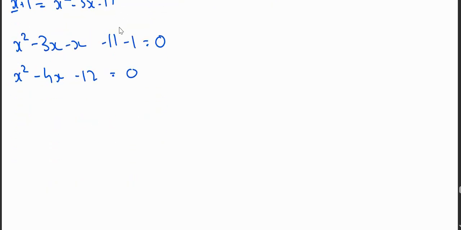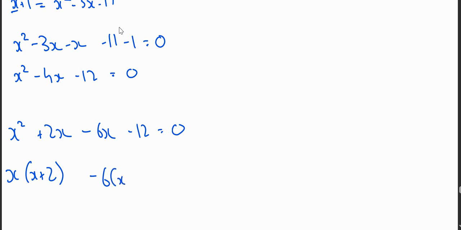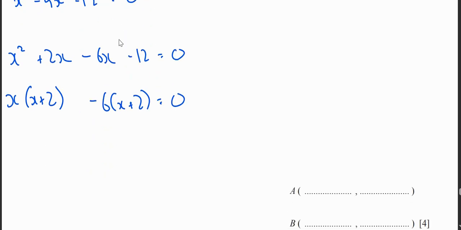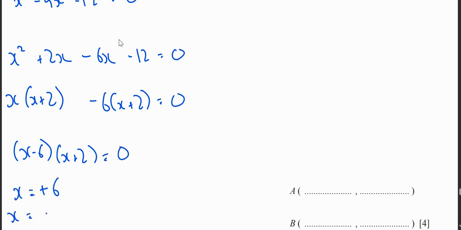You will do breaking of the middle term. X squared plus 2x minus 6x minus 12 is equal to 0. You will take x as common, x plus 2, minus 6 as common, again x plus 2 is equal to 0. So this becomes x minus 6 and x plus 2 is equal to 0. So the two values of x are positive 6 and negative 2.